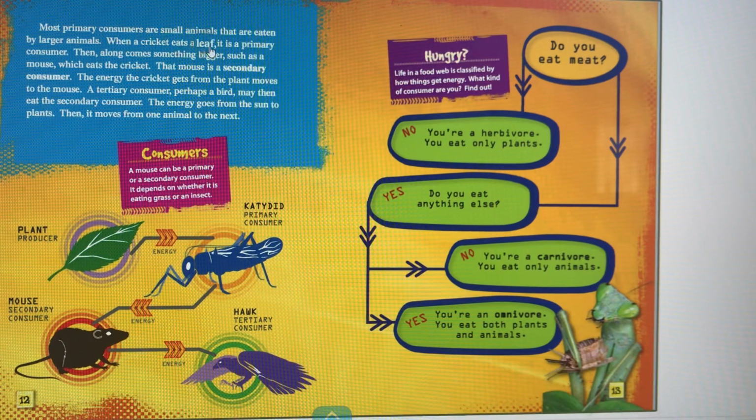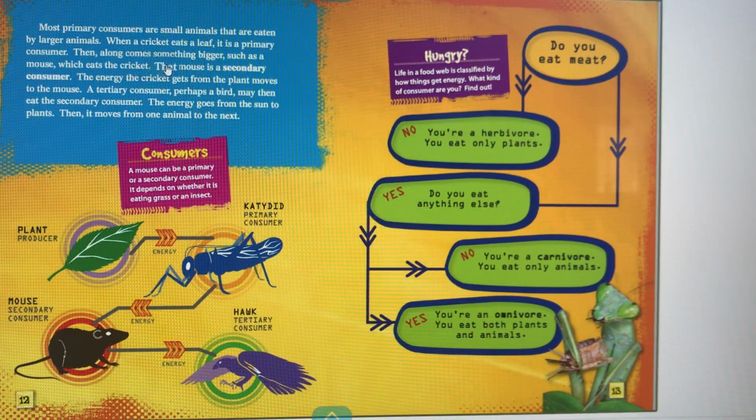When a cricket eats a leaf, it is a primary consumer. Then along comes something bigger, such as a mouse, which eats the cricket. That mouse is a secondary consumer. The energy the cricket gets from the plant moves to the mouse. A tertiary consumer, perhaps a bird, may then eat the secondary consumer. The energy goes from the sun to the plants, then it moves from one animal to the next. Consumer, primary consumer, secondary consumer, tertiary consumer.